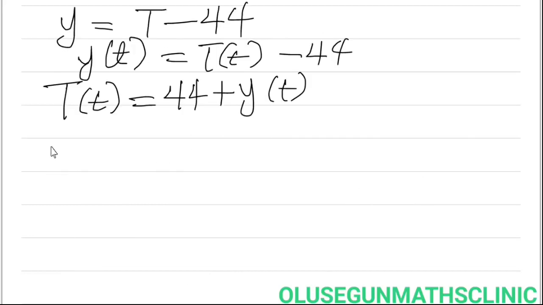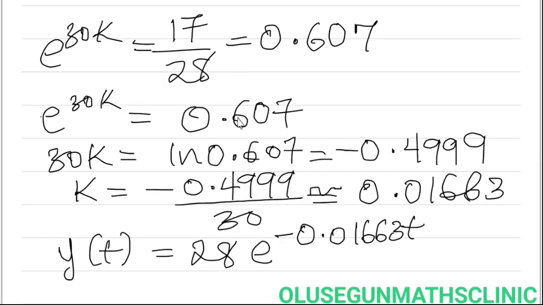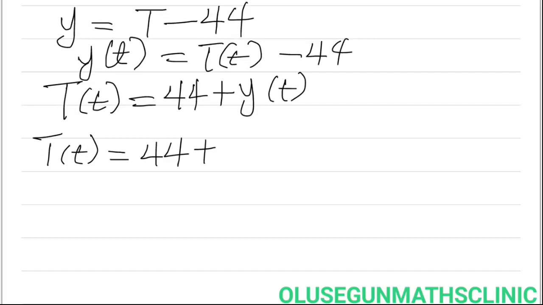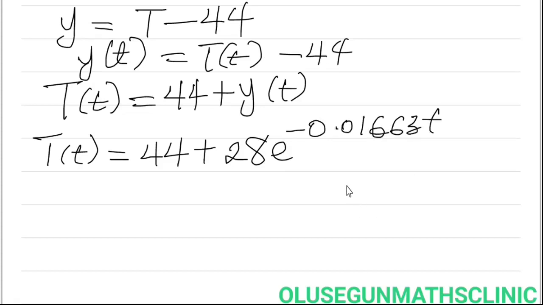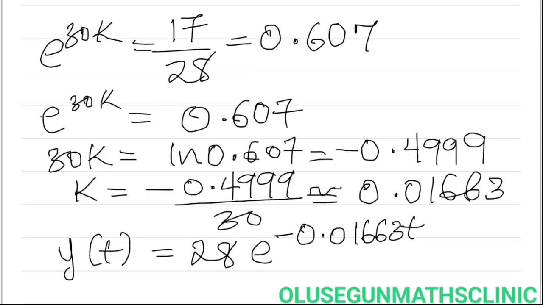And from this equation that we have improved, we are able to get the value of y of t. So for a particular time t, we have 44 plus, so y of t is 28 exponential minus 0.01663t. So that is T of t. But our question still goes further. In A, let's go back to the question.